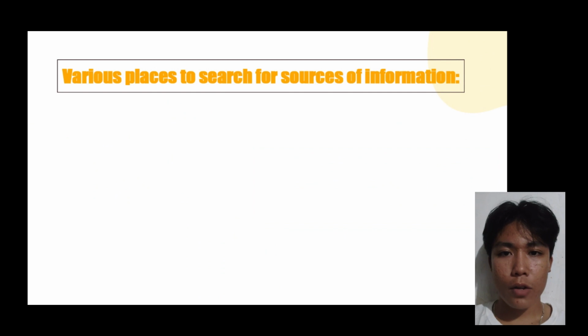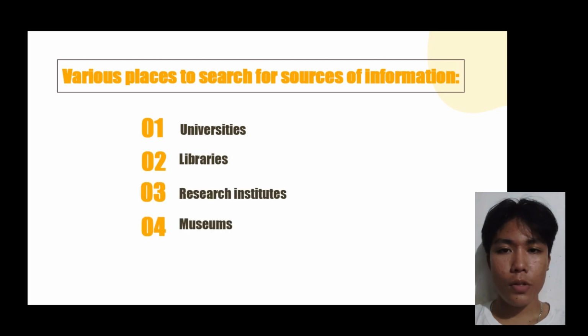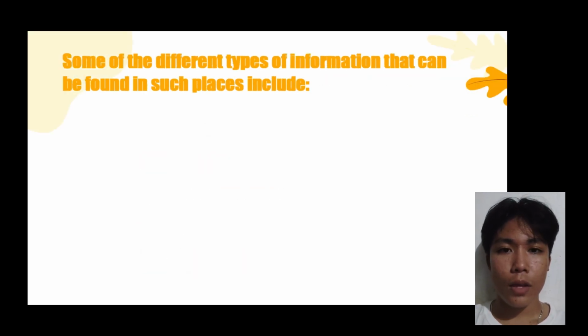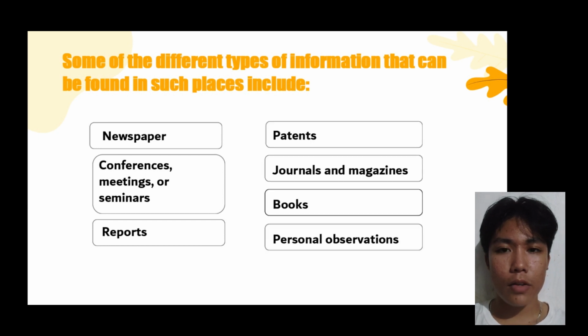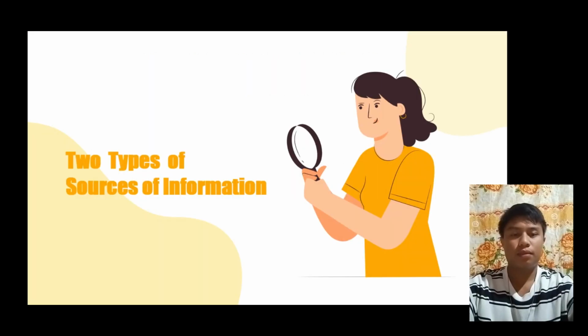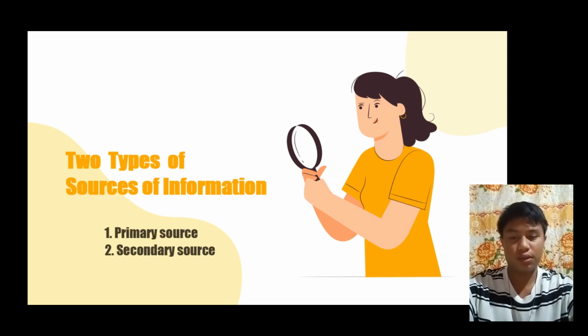Sources of information. There are various places to search for sources of information such as universities, libraries, research institutes, museums, and government offices, to name a few. In these places, you can source information from newspapers, conferences, meetings or seminars, reports, patents, journals and magazines, books, and others. You can also obtain sound ideas from colleagues through private conversations and correspondences from managers who may disclose unclassified information to core unit team members only, or even from your own personal observations, among others. There are two types of sources of information. They are primary source and secondary source.